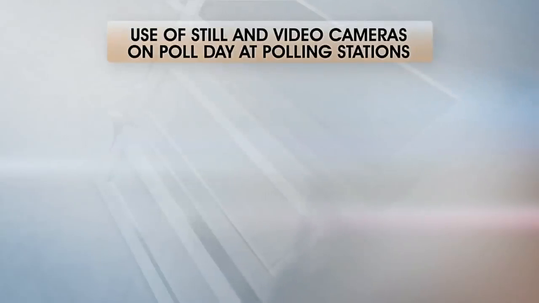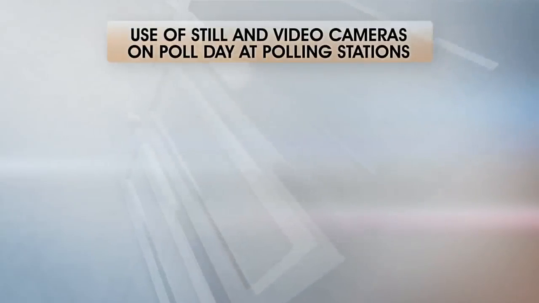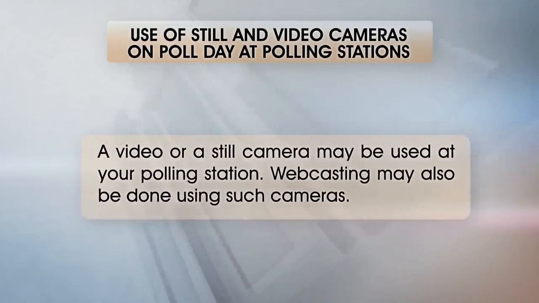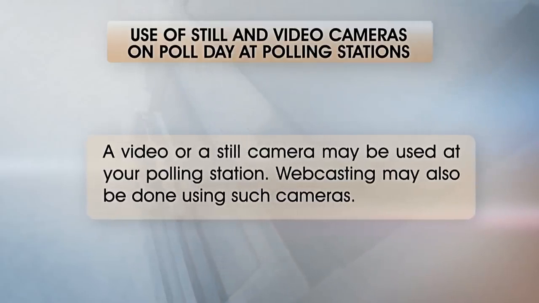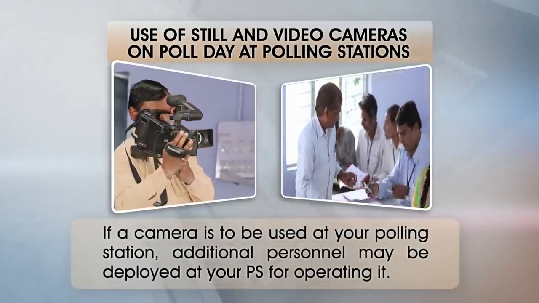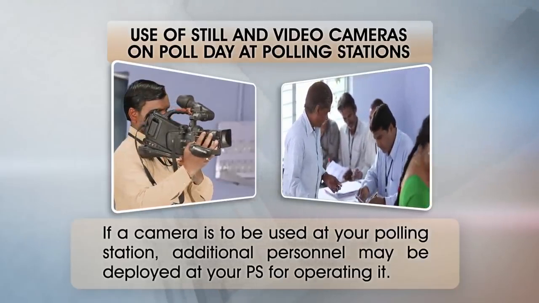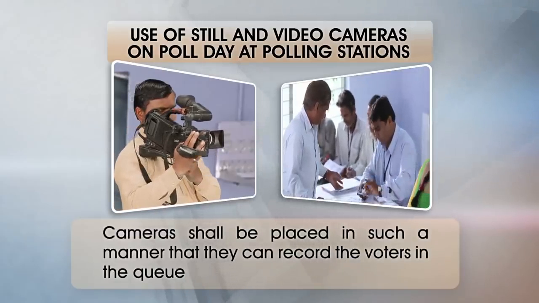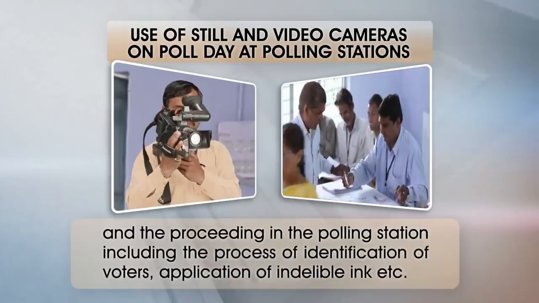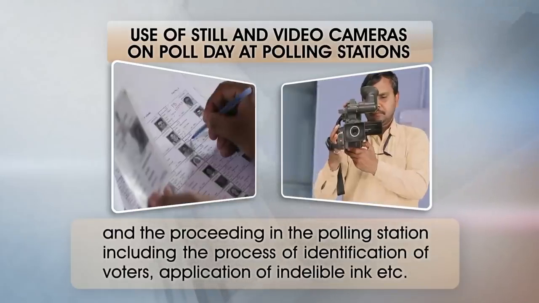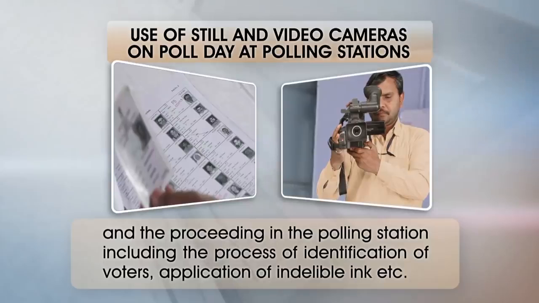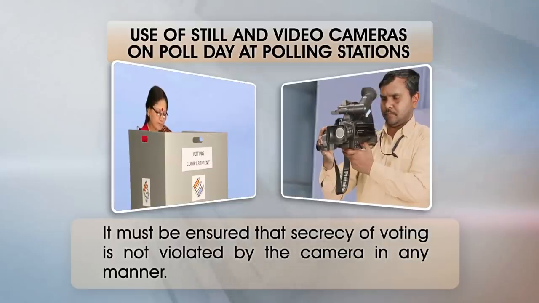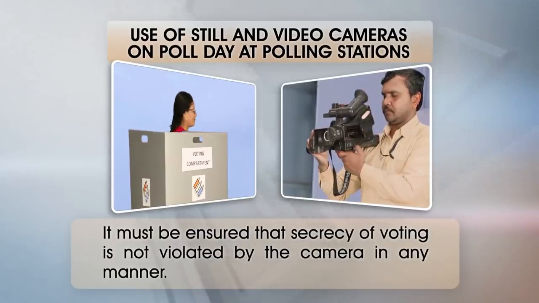Use of still and video cameras on poll day at polling stations. A video or a still camera may be used at your polling station. Webcasting may also be done using such cameras. If a camera is to be used at your polling station, additional personnel may be deployed at your PS for operating it. Cameras shall be placed in such a manner that they can record the voters in the queue and the proceeding in the polling station, including the process of identification of voters, application of indelible ink, etc. It must be ensured that the secrecy of voting is not violated by the camera in any manner.